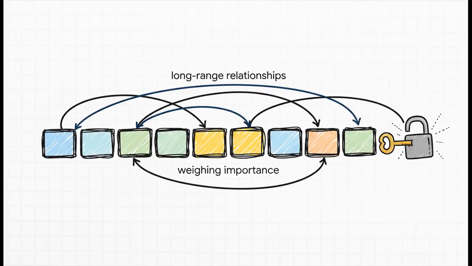So what was the big deal? Well, before this, models struggled with context. But the transformer gave them a way to pay attention to different words in a sentence, to understand which words were most important. This let them grasp long-range relationships and nuances in a way that was never possible before. It was the key that unlocked everything we're seeing today.